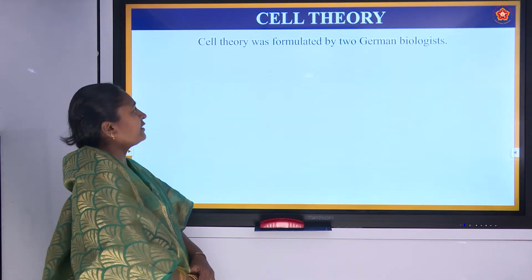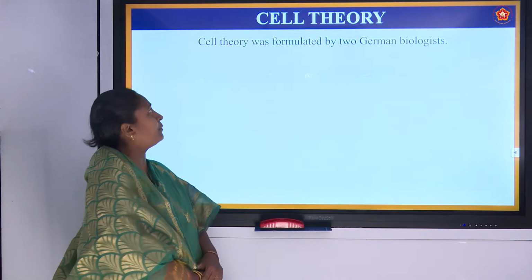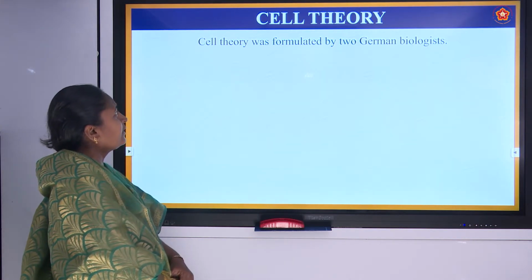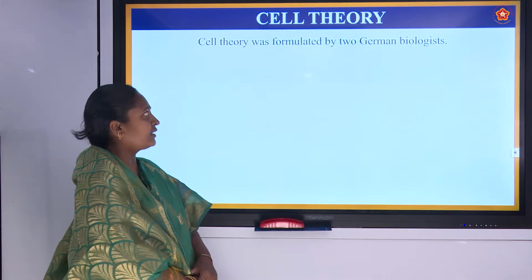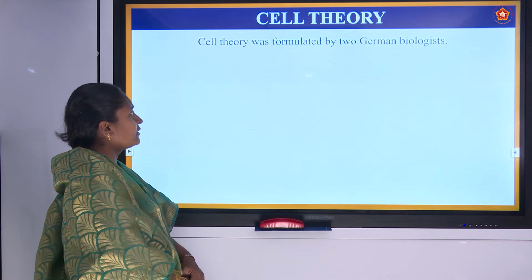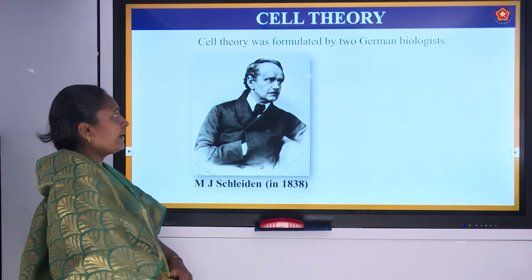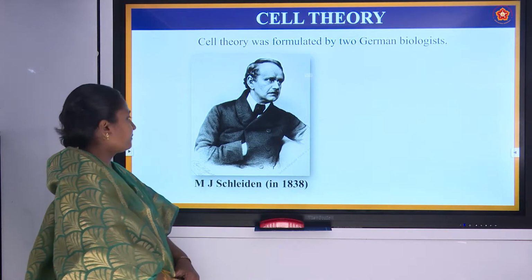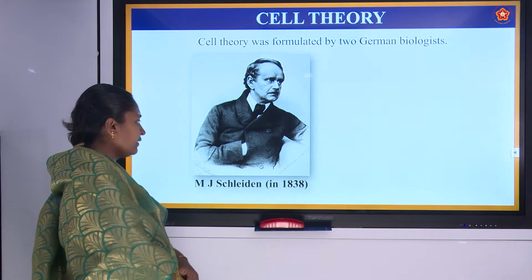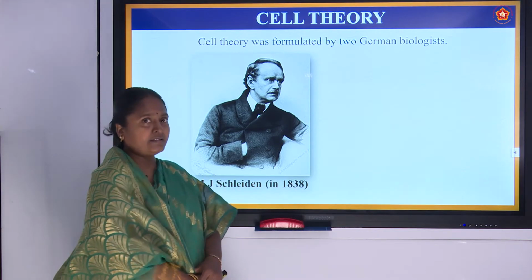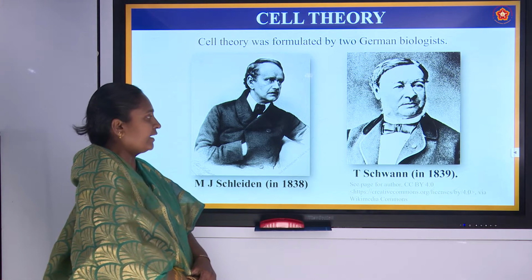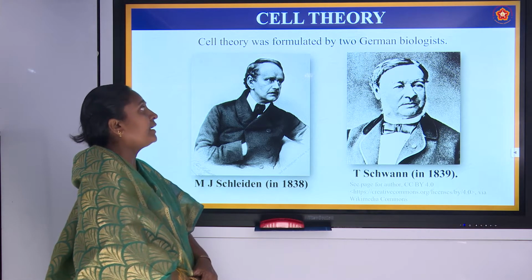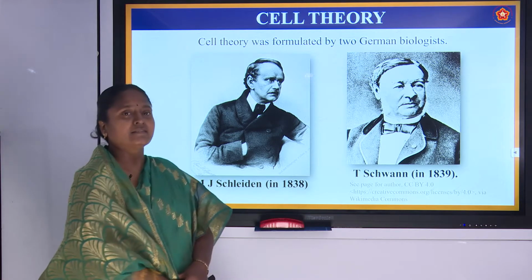Now we will see what cell theory is telling about. The cell theory was formulated by German biologists. There were two German biologists who coined cell theory. The first one is M.J. Schleiden in 1838. The next person is T. Schwann in 1839. Separately, they formulated cell theory.